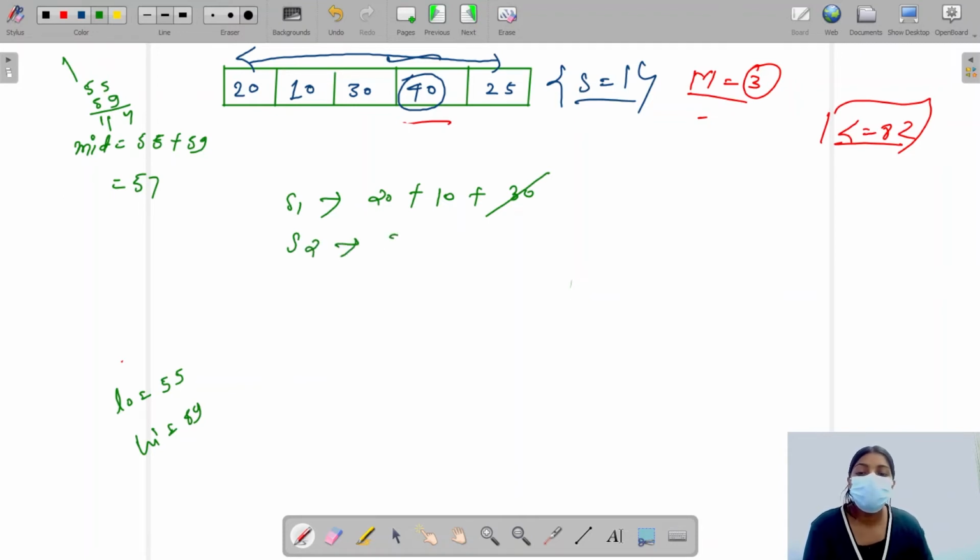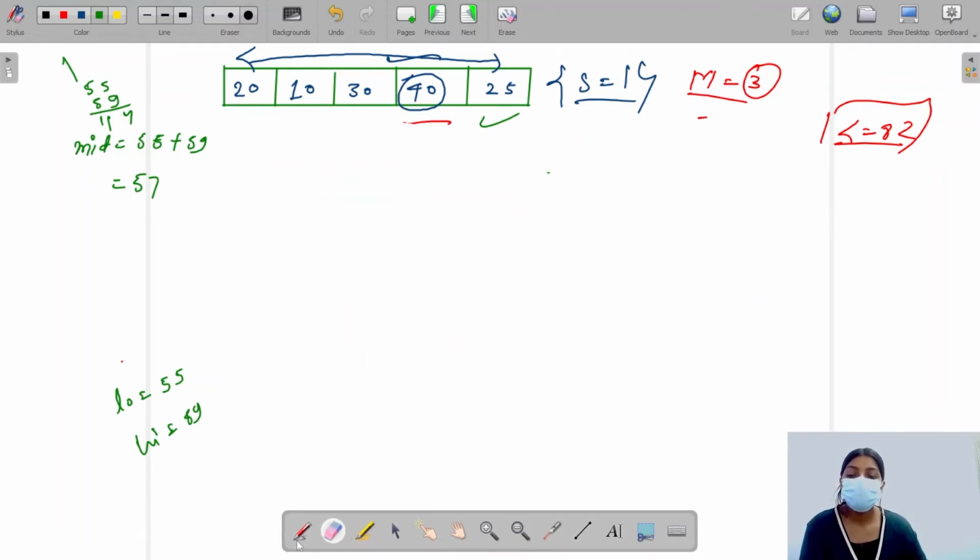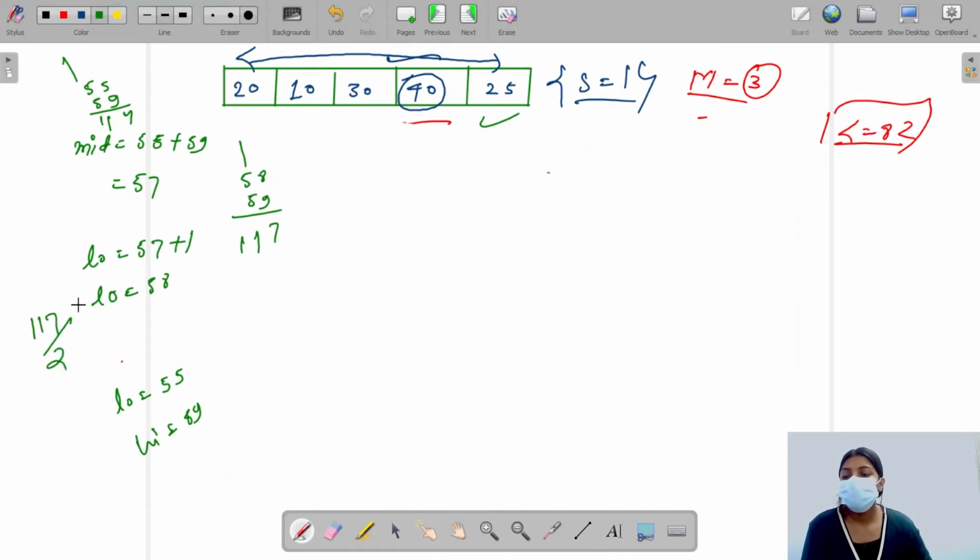Now I assign my second student the 30 pages only, because I cannot assign the book with 40 pages because its capacity is of 57 only. Now to the third student, I assign the book with 40 pages. Now this book has remained, right? So what do I have to do? It's not possible to divide. I again have to increase their load to mid plus 1. My low becomes 57 plus 1, which is equal to 58. Now 58 plus 59 is 117, and 117 by 2 is equal to 58, right?